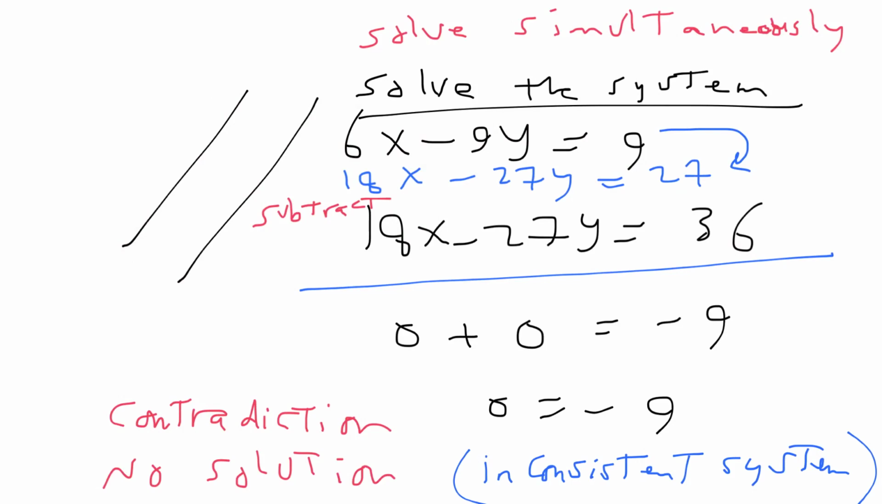Inconsistent system, which means it doesn't have a solution. There is no common solution. Okay? Any question on that? Let us see the other case.